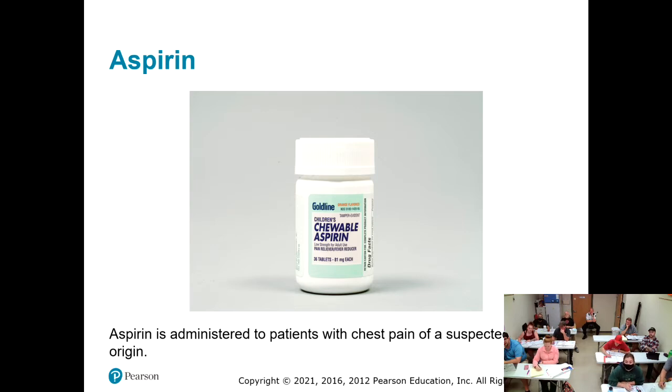Let me make sure I covered everything. Understanding the difference between a blood thinner, an anticoagulant, and a platelet anti-aggregator is important, because that's the pharmacokinetics of the drug. So that's important to understand and know.